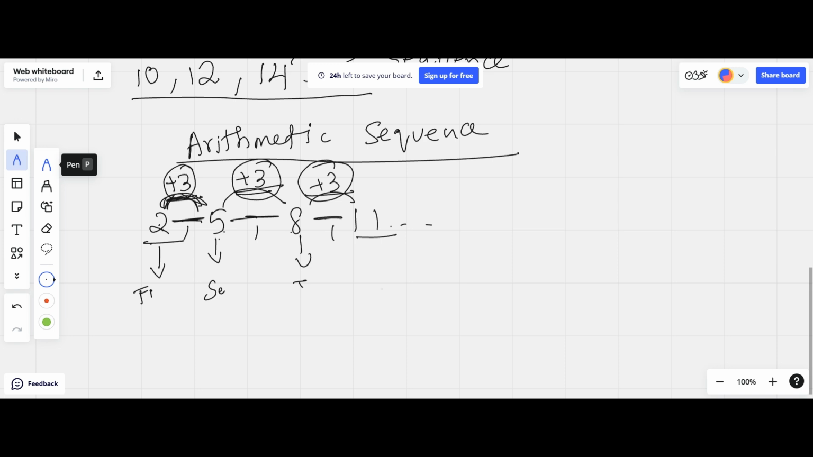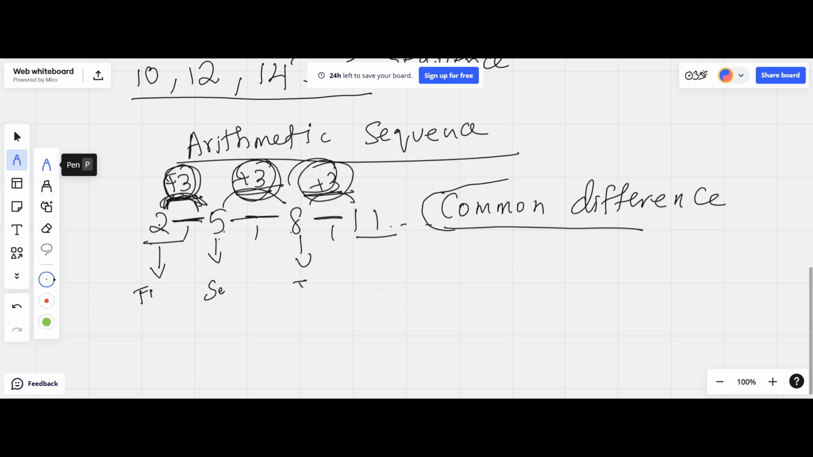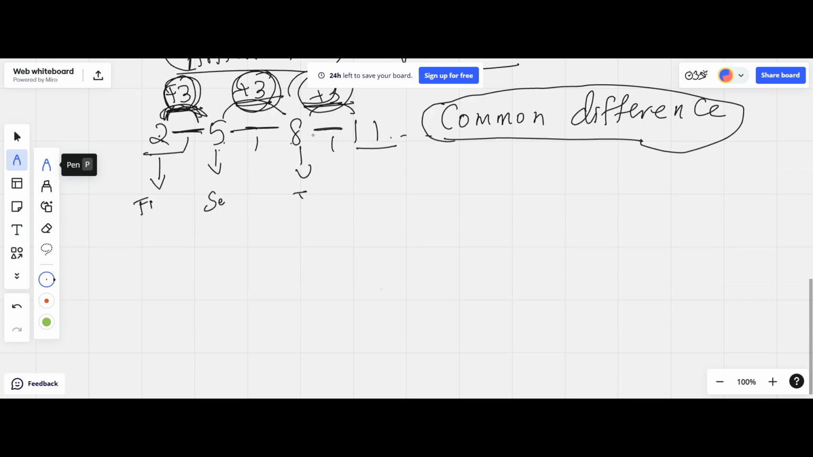So it remains the same. If a sequence has a common difference, this type of sequence is called an arithmetic sequence. That's all. Very simple.